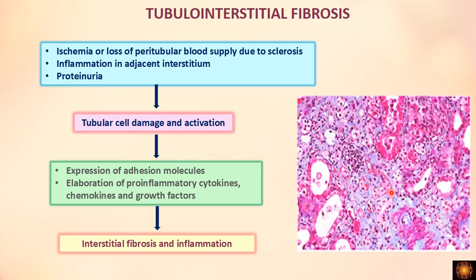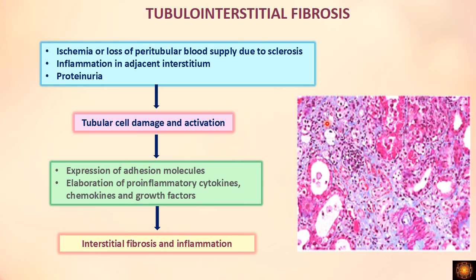Here we have the tubular cell damage. Why the damage occurs is it can be because of ischemia or the loss of peritubular blood supply due to the sclerosis. So we have a sclerosis of the glomeruli, so vessels are occluded. This leads to ischemia of the peritubular blood supply because the vessels coming out of this glomerulus form a network around these tubules and along the loop of Henle.